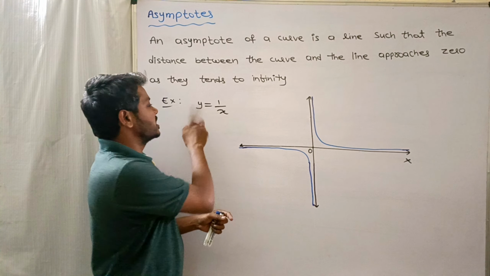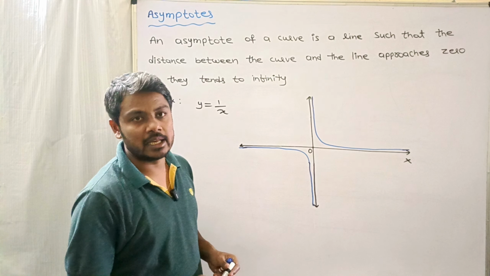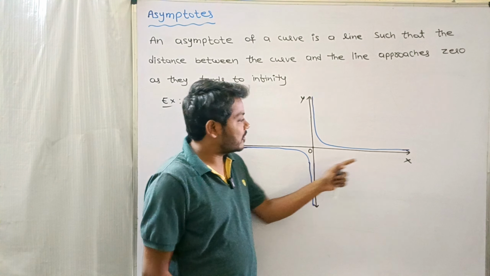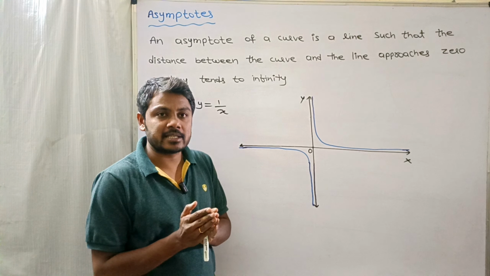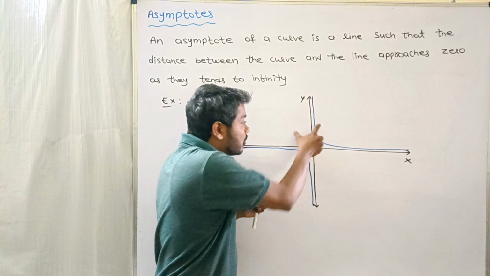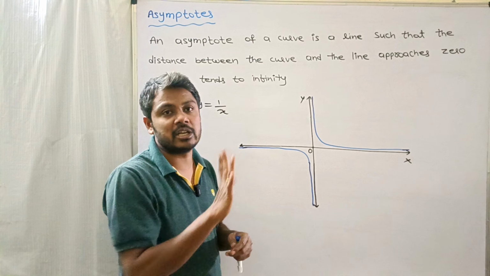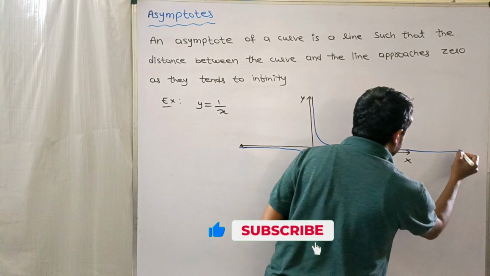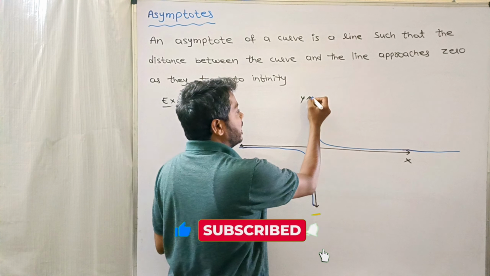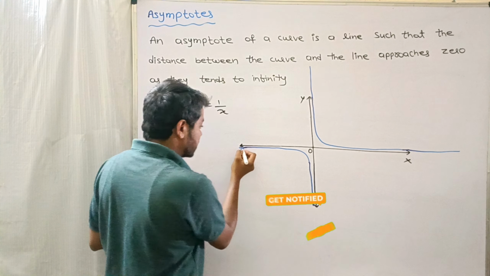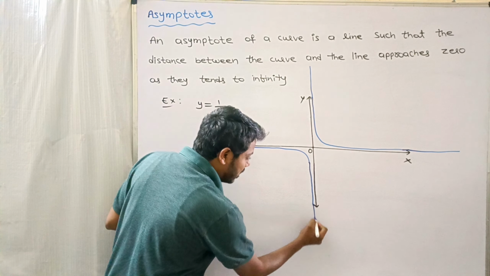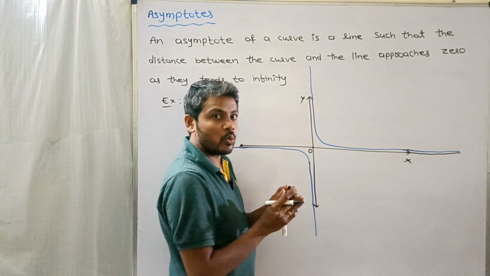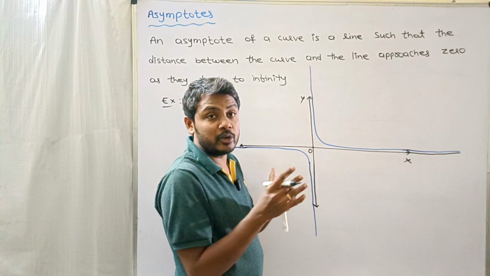See here, for example, if you consider the curve y is equal to 1 by x. Observe the graph of y is equal to 1 by x. In this graph, both the x-axis and y-axis are nearer to the curve, but they do not touch the curve even as they tend to infinity. If we extend the curve on the x-axis side as well as the y-axis side, clearly the line and the curve are closer, but they do not touch.